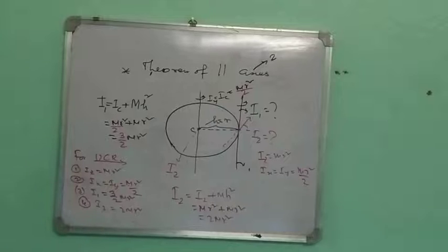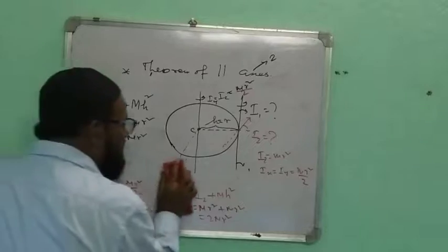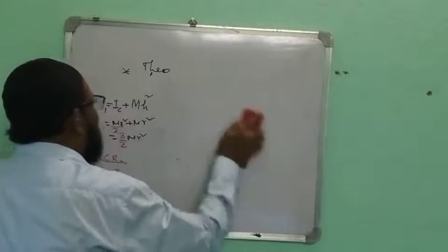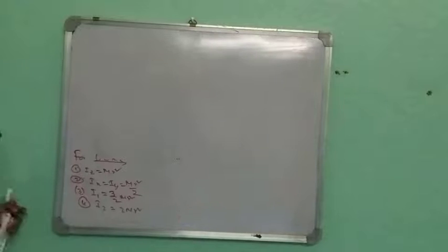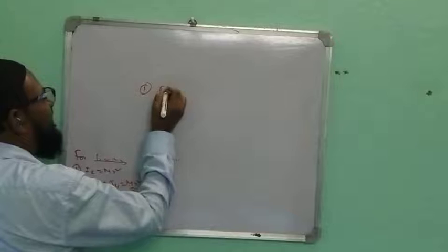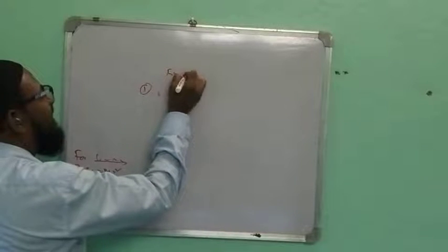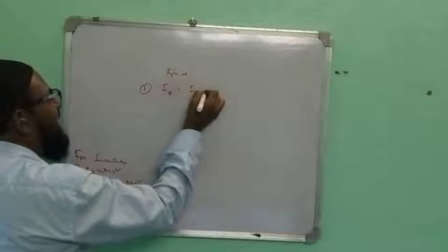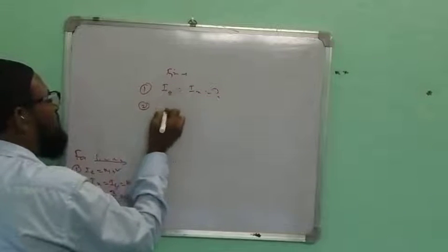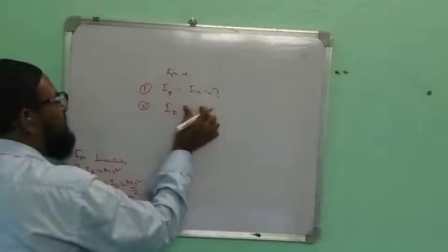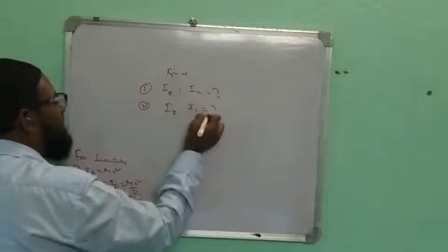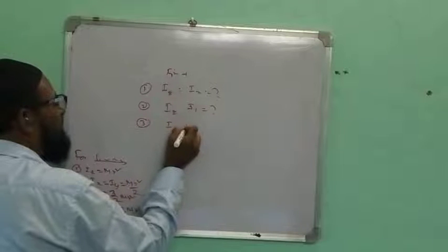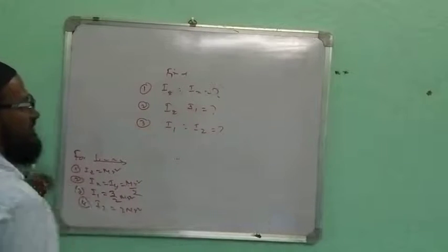Now what is the special question here? This is very important. The question is to find: number 1, I_Z is to I_X. Number 2, I_Z is to I1. Number 3, I1 is to I2.